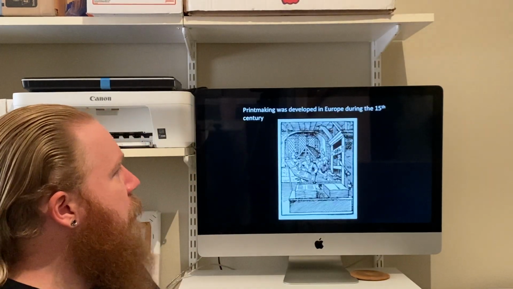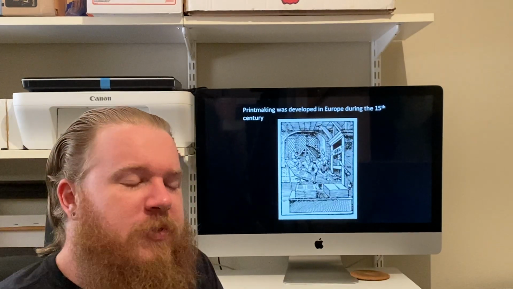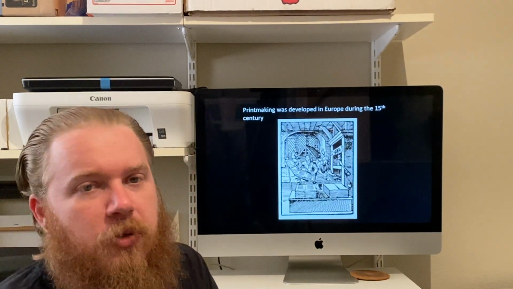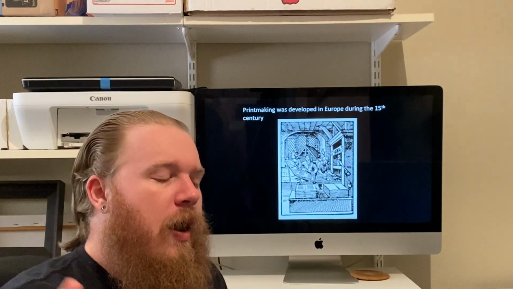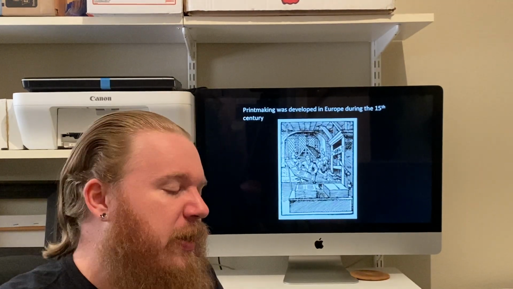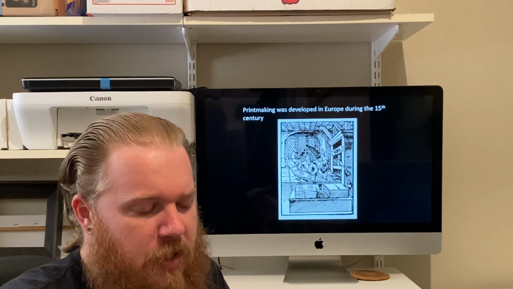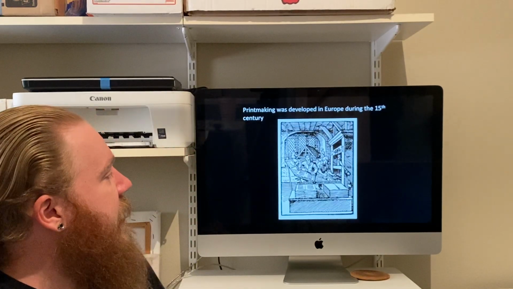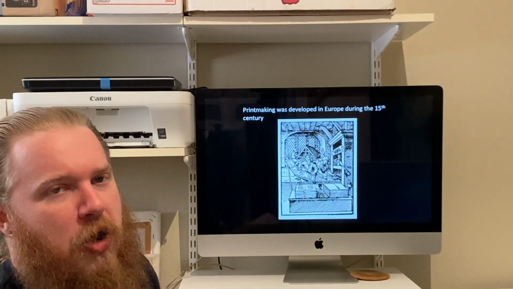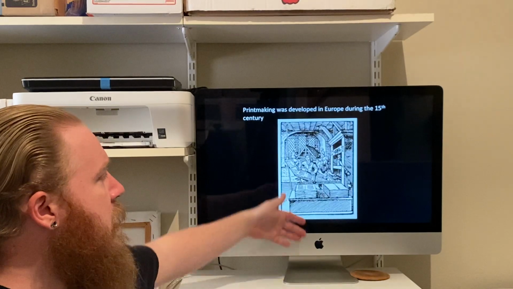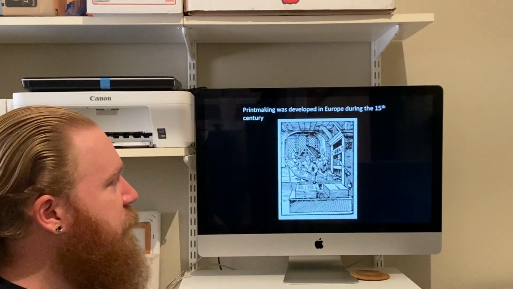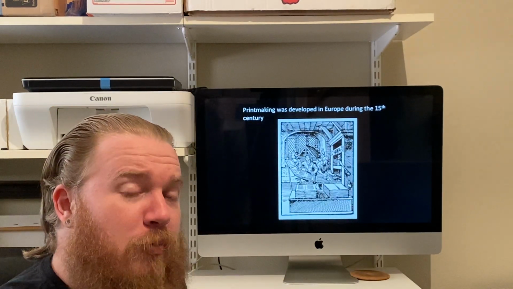However, printmaking was developed in Europe during the 15th century. So it comes to Europe from China via trade on the Silk Road and everything like that, by about the 1500s. And it really comes into Europe via Germany, but we'll see that in a second. But here we can see the process by which most early European printmaking was done.